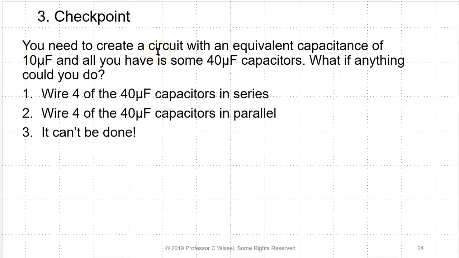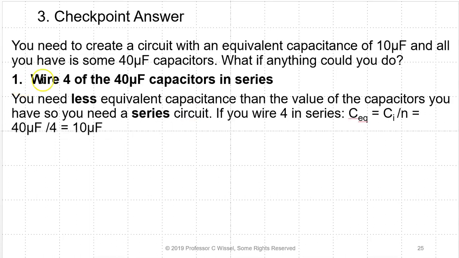You need to create a circuit with an equivalent capacitance of 10 microfarads, and all you have is 40 microfarad capacitors. What, if anything, could you do? Well, you want to put them in series because you want the equivalent capacitance to be less. So in this case, you want to wire 4 of the 40 microfarad capacitors in series. You need less equivalent capacitance than the value of the capacitors you have. You need a series circuit. If you wire 4 in series, series equivalence is CI over N, or 40 microfarads divided by 4, or 10.